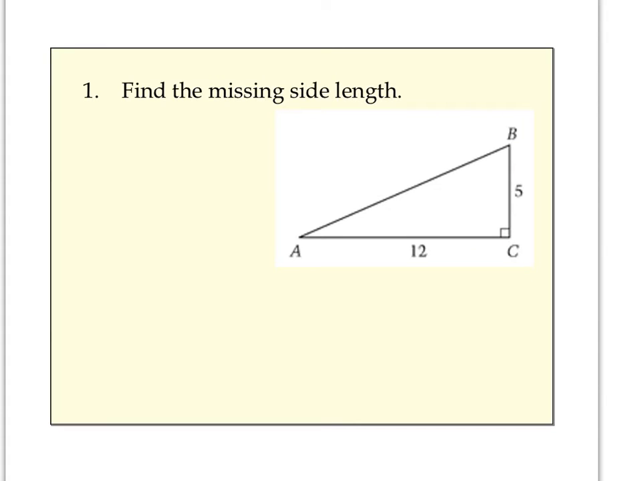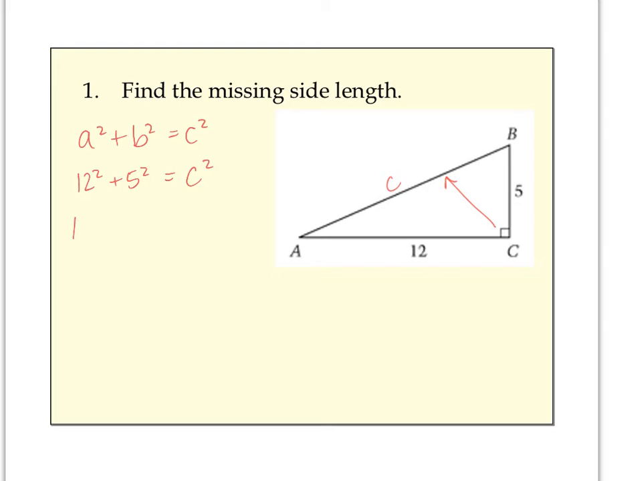Number 1, find the missing side length. Well, again, we're going to do a squared plus b squared equals c squared. But the c squared has to be the hypotenuse. It does not matter which one of the legs is a and which one is b. So for our purposes, we can do 12 squared plus 5 squared equals c squared, and we can call this c. C is the longest side, it's the hypotenuse, and it's across from the 90-degree angle.